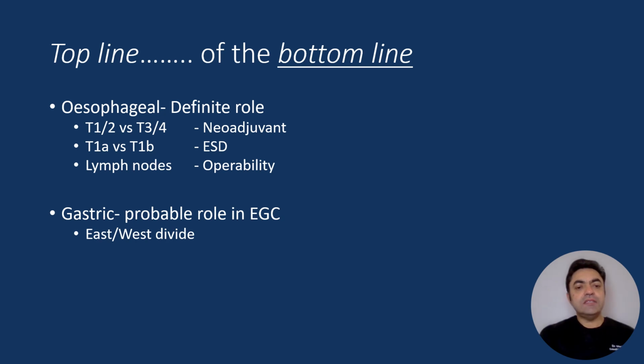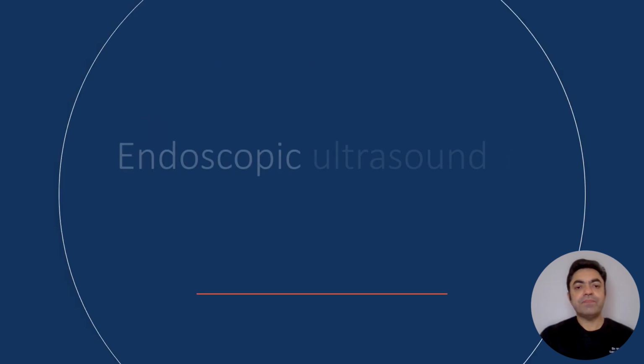In gastric cancers, there is a probable role in early gastric cancers. However, there is some controversy and there appears to be an east and west divide. Whereas the role of EUS in rectal tumors is quite limited with the advent of MRI scan of the pelvis, which produces very good staging results.